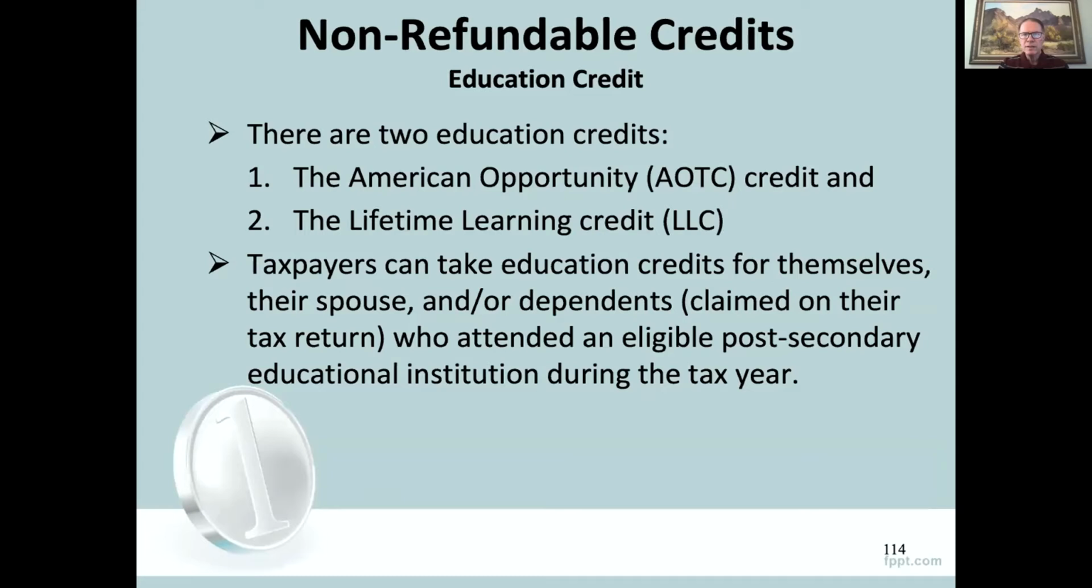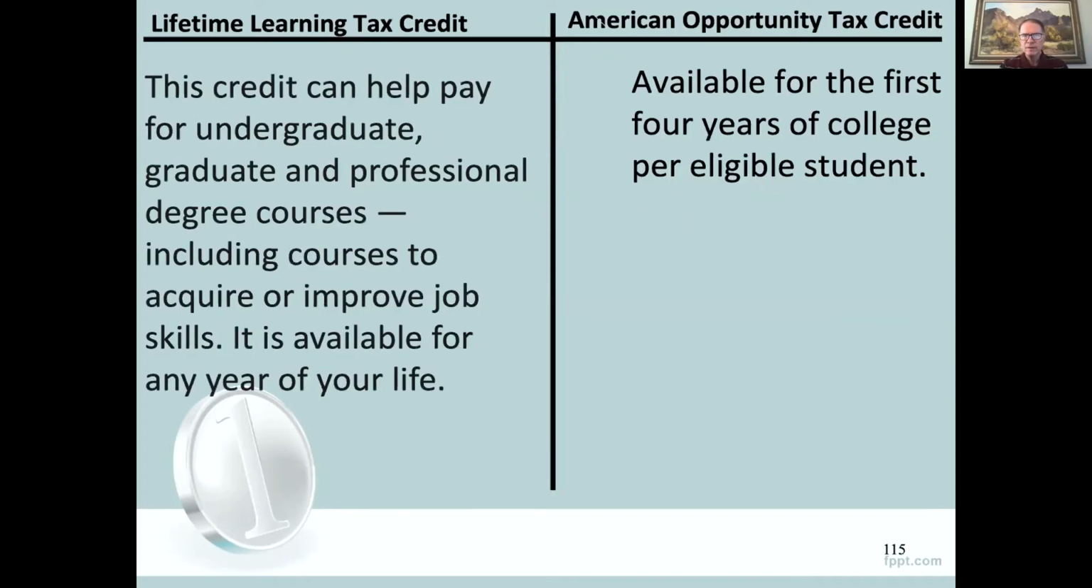All right, this is a biggie, I think, because so many of our clients have kids in college or going into college or are just going through college. So we have 2 credits: the American Opportunity, and the Lifetime Learning. You can take the credit for yourself as a taxpayer, your spouse, your dependents who have attended an eligible post-secondary educational institution during the tax year.